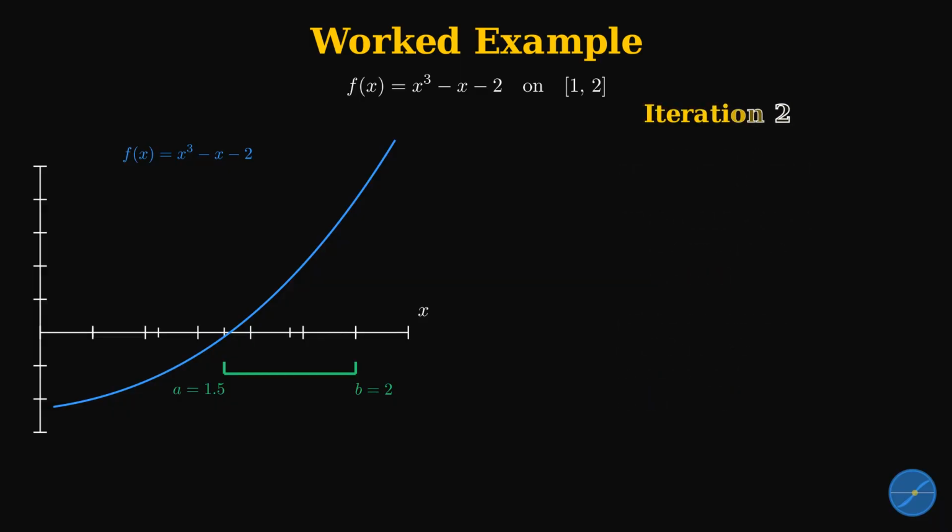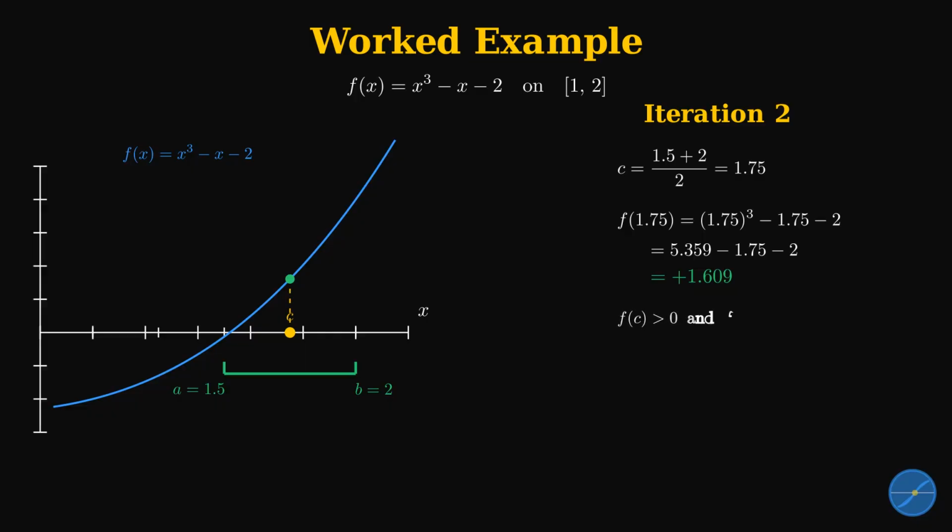Iteration 2, new midpoint, the average of 1.5 and 2 is 1.75. This time f of c comes out to plus 1.6, positive, above the axis. Now f of a is negative and f of c is positive, so their product is negative. The sign change is on the left. The root is in a to c, so this time b comes down to 1.75. Interval halved again, now just 1.5 to 1.75.